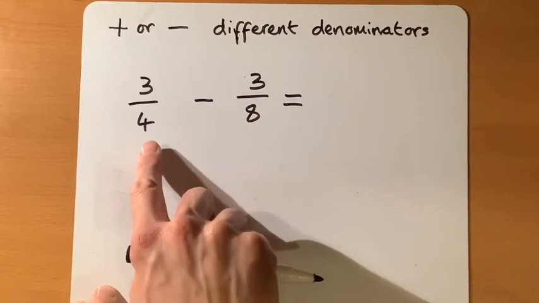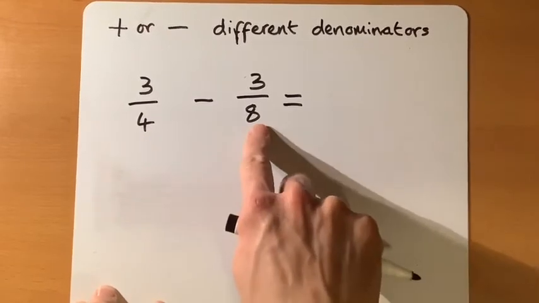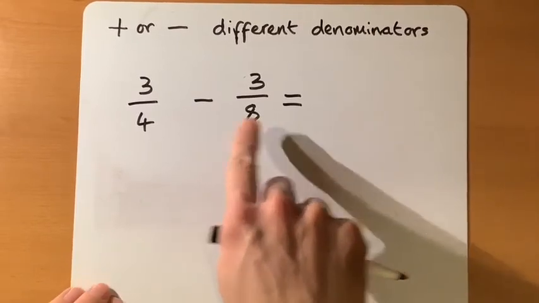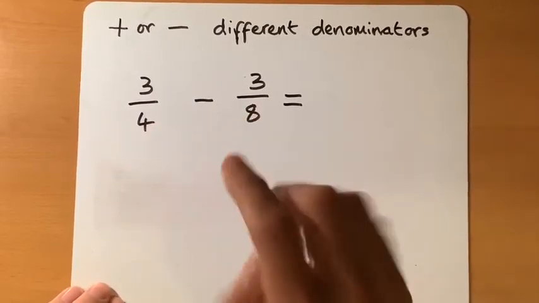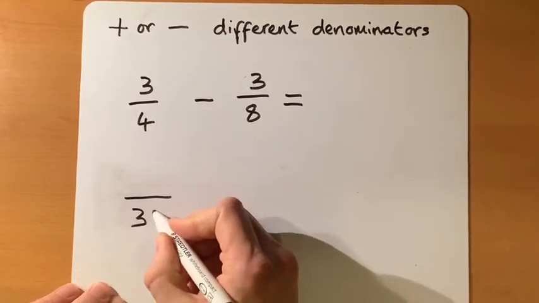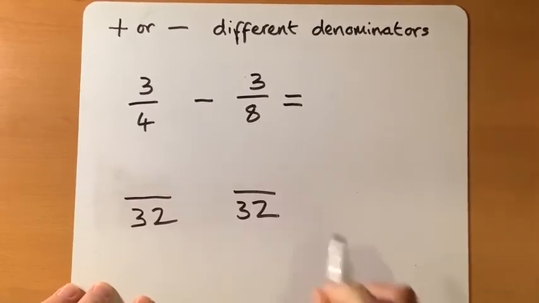We want to get a denominator that is a multiple of 4, it'll be in the 4 times table, also a multiple of 8, it'll be in the 8 times table. The easiest way to do that is 4 times 8. 4 times 8 is 32, so now I've changed them both to 32nds.